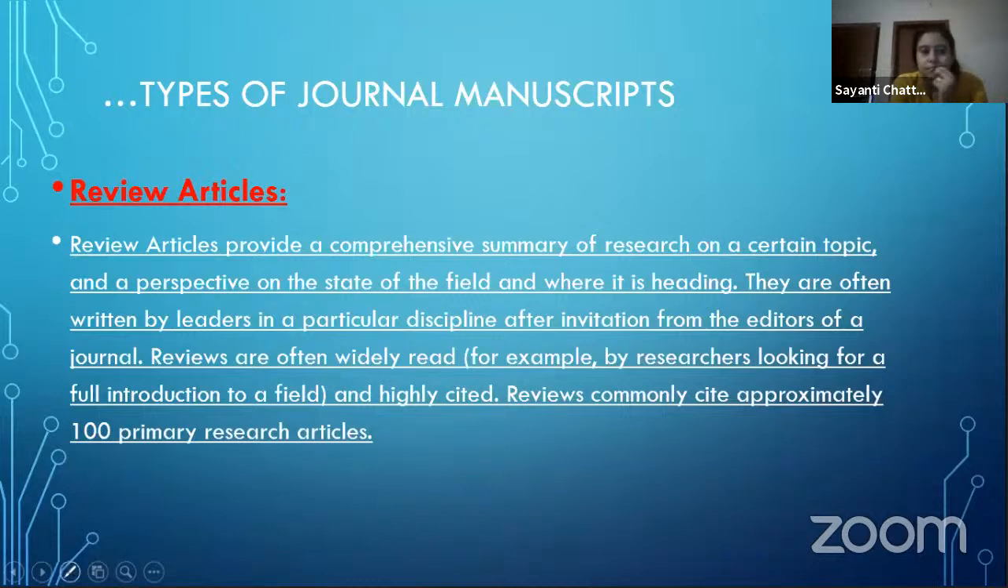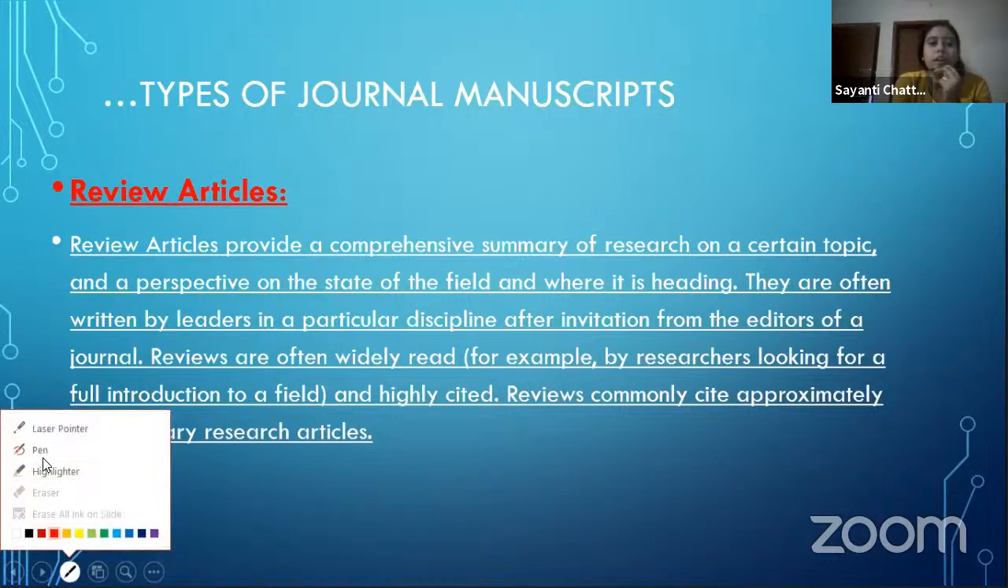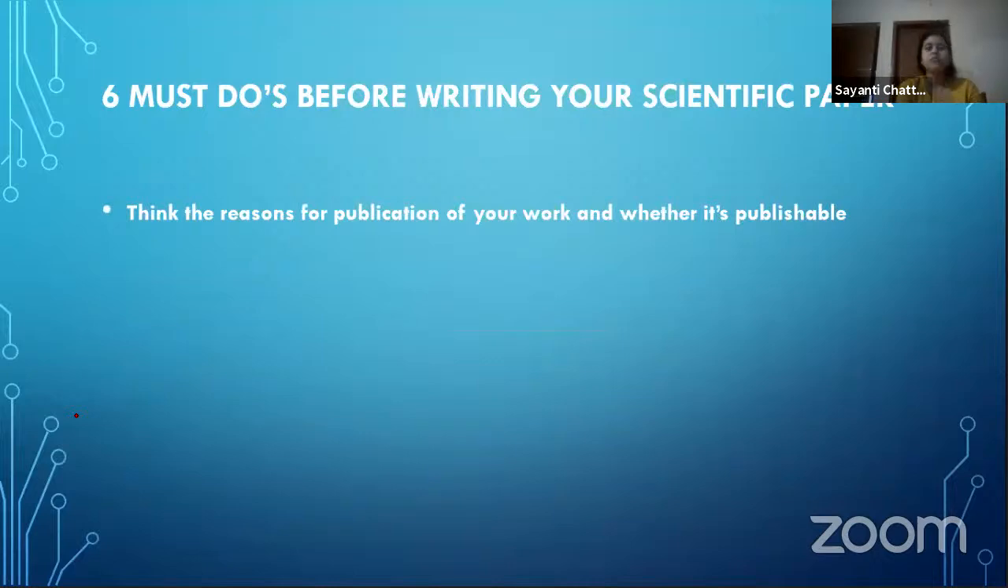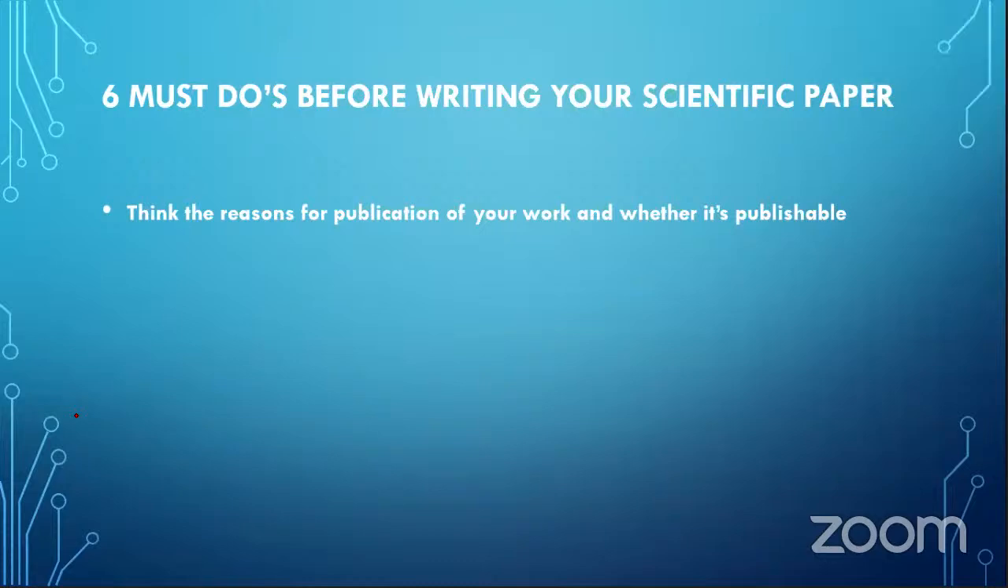Sorry. Okay, so we will at least write 100 to 120 research articles in the case of the review journal. So now it is the time to write the scientific paper. There are 6 must-dos before writing your scientific paper.